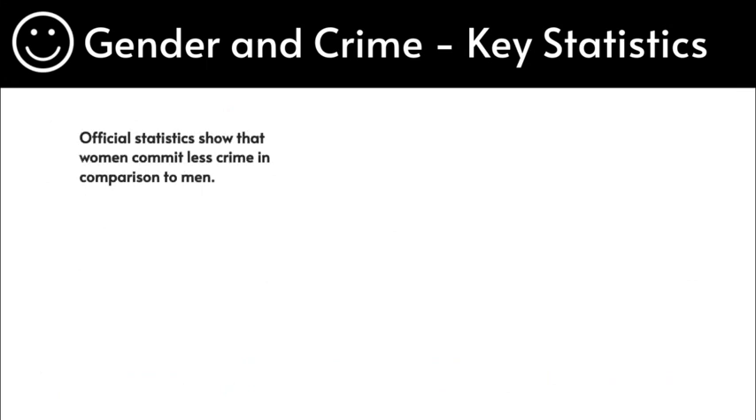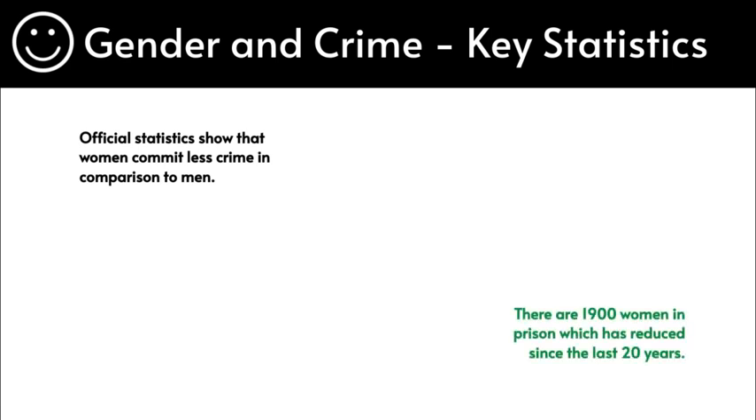Official statistics have shown that women commit far less crime in comparison to men, and we'll be looking at the reasons why. A second piece of statistical evidence is that there are 1,900 women in prison, which has reduced over the last 20 years, showing once again that women commit less crime than men. In 2016, only 5% of the prison population was women, which is far less, and we'll be looking at the reasons why.